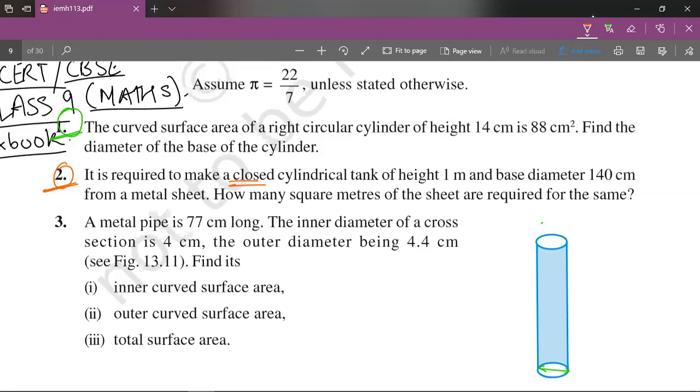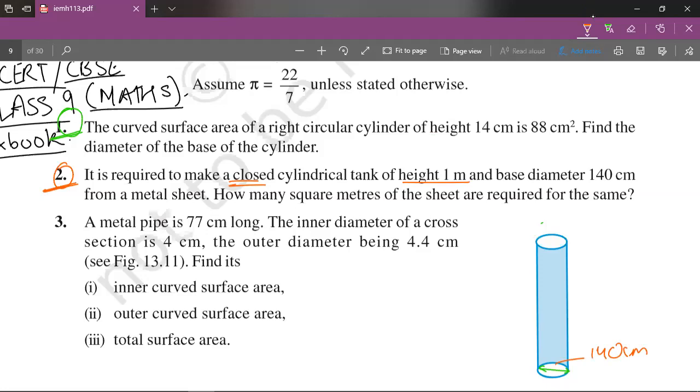So it is required to make a closed cylindrical tank of height 1 meter and base diameter 140 centimeter from a metal sheet. Okay, now the first thing that you need to do is draw a figure. Whatever you do, draw a figure first. That is the most important thing. Second, analyze all the clues and information that the question has given you. For example, it is given a height of 1 meter and the base diameter as 140 centimeter. One more note to the viewers: if the base diameter is 140 centimeter, will the top diameter also be 140 centimeter? It's the same throughout the cylinder.